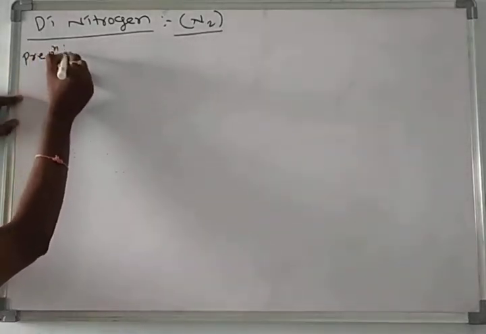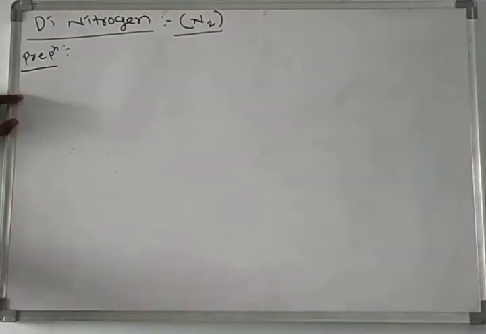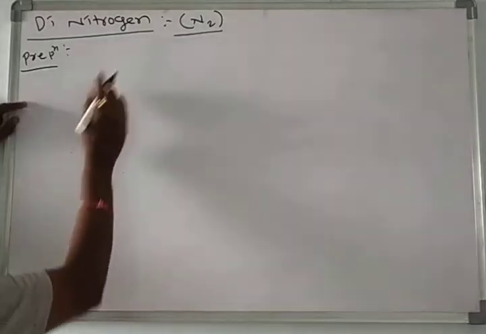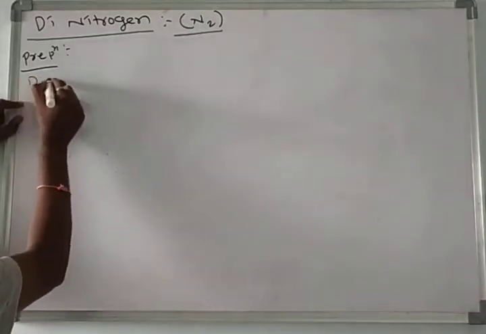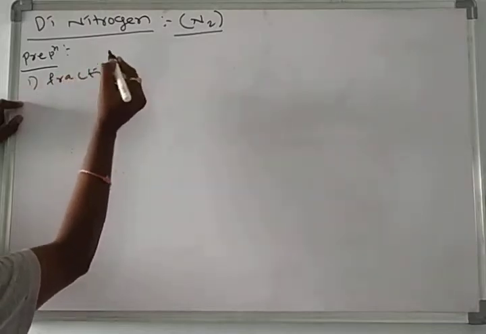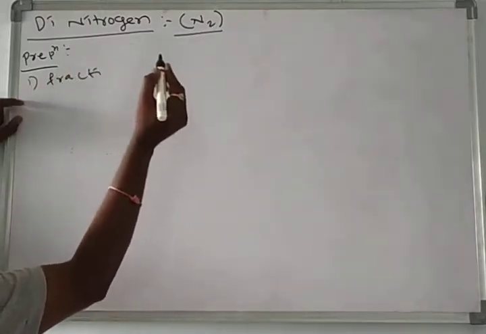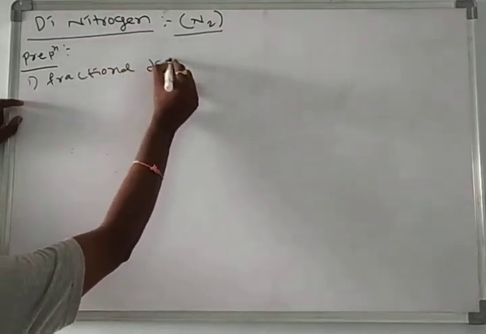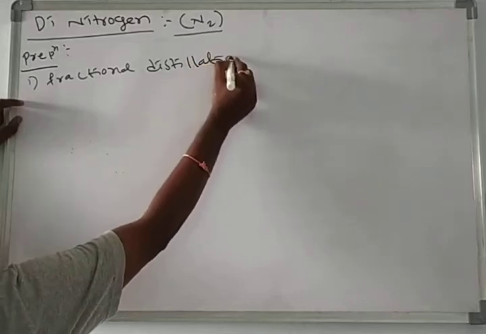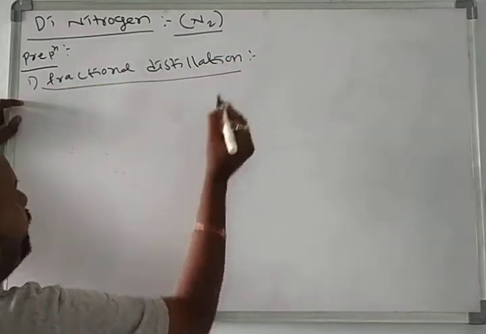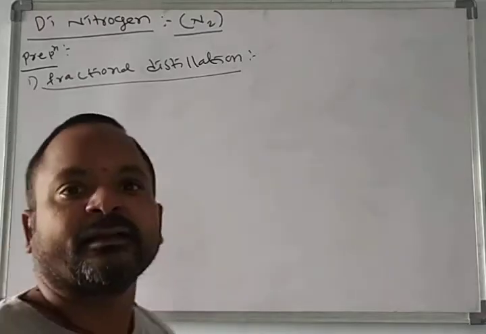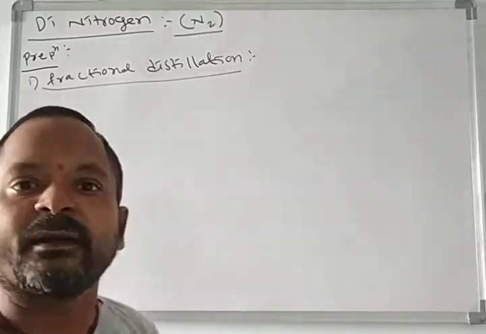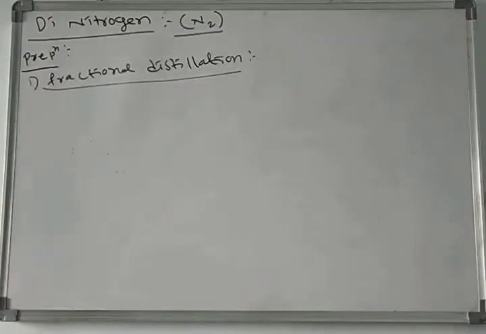Preparation of dinitrogen. We have a number of methods for the preparation of dinitrogen. The first preparative method for dinitrogen is fractional distillation. What is fractional distillation? Separation of individual components from a mixture by using their boiling points is called fractional distillation.